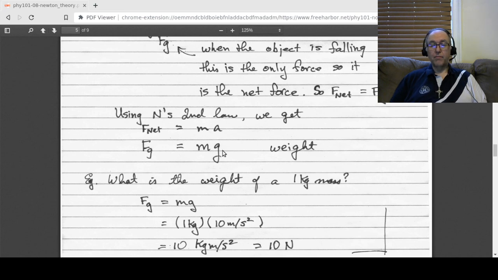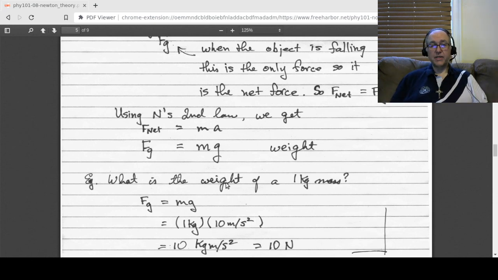Last thing before I do this very simple problem here: Fg, there are two ways to think about it. You could say it's the force due to gravity or the weight. The two words are totally synonymous with one another. Force due to gravity and the weight of the thing. Don't confuse that with mass, which is the amount of substance present.